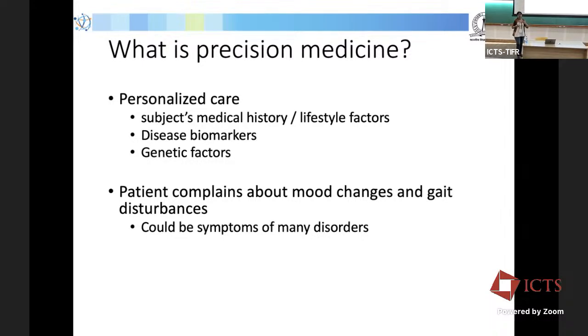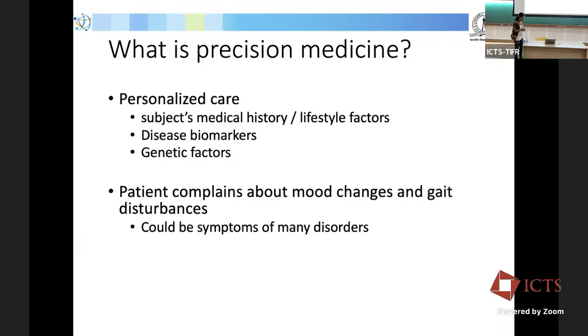Let me give a small example. A patient walks into a clinic and says that they have mood changes and are starting to develop gait disturbances. So when they are walking or doing some activity, there are some motor-based gait disturbances. The initial thought is that this can be a symptom of anything, right? There are so many reasons why a subject can develop mood swings.